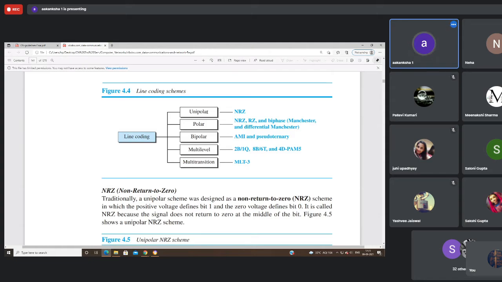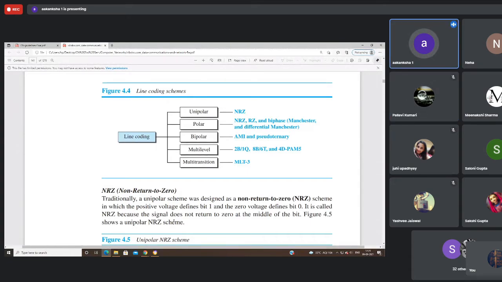Any idea? Polarity or polar? Anyone? Ma'am, basically the development of two oppositely charged, like positively charged or negatively charged, due to some electrical field or magnetic field. Yes, ma'am.